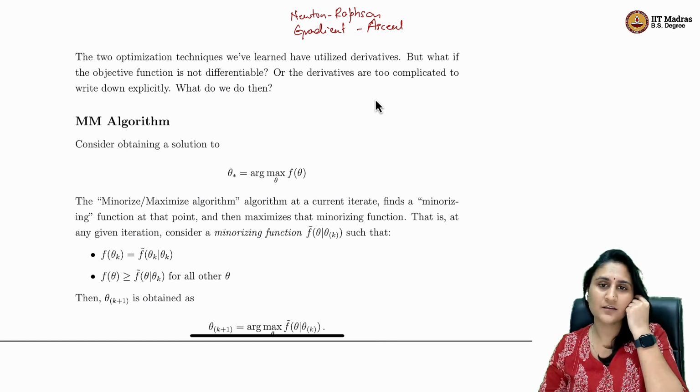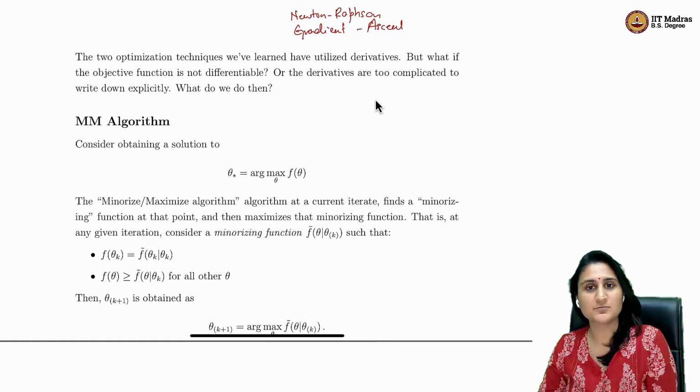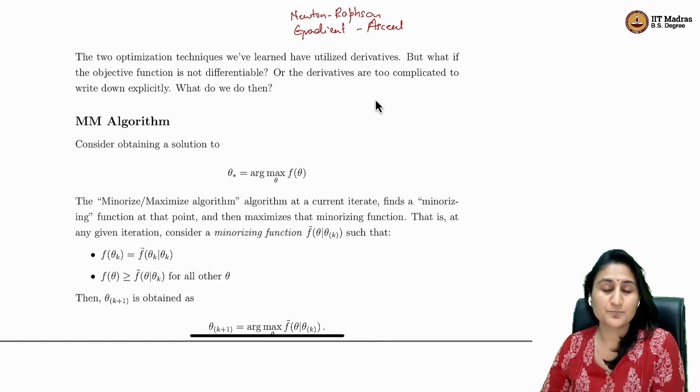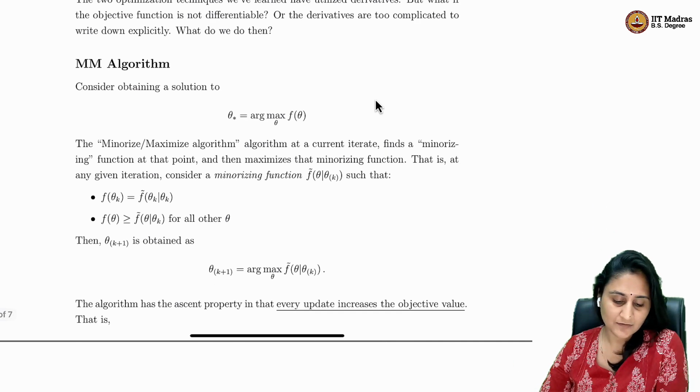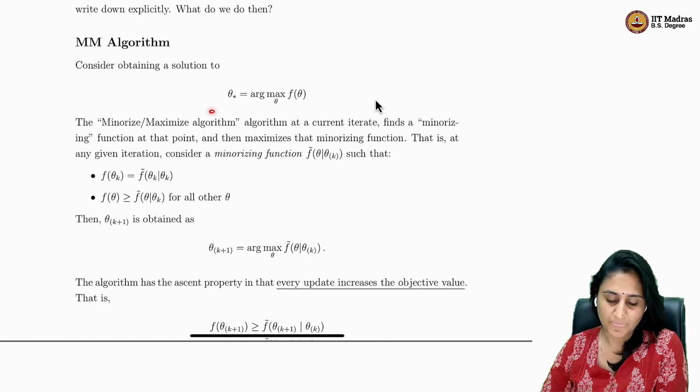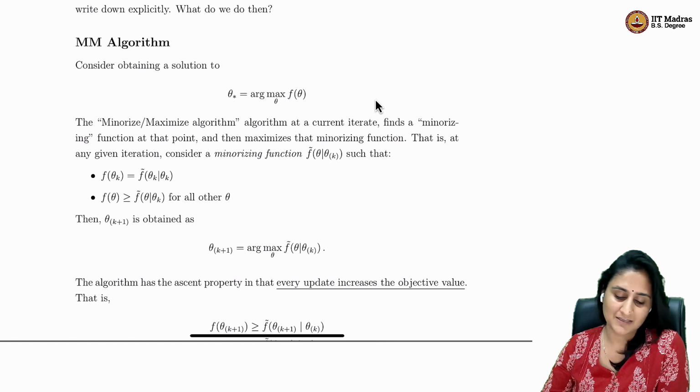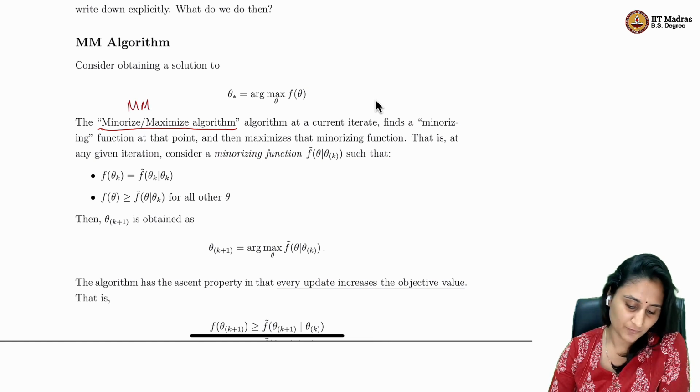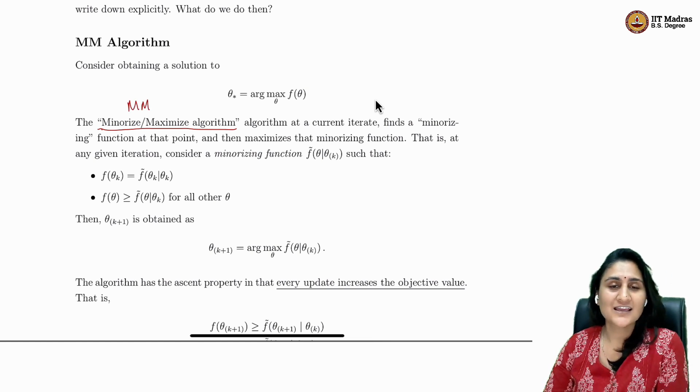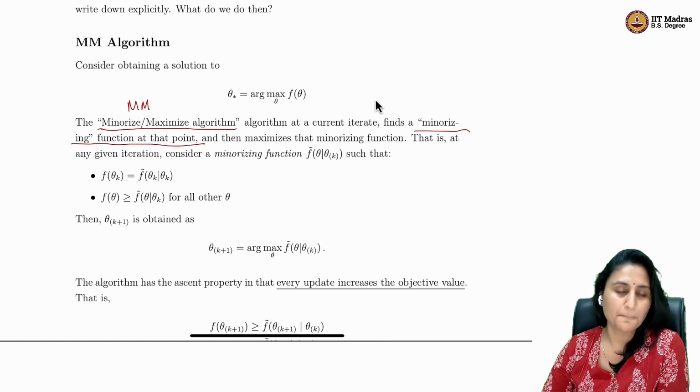And so one method when we don't have a differentiable objective function is to potentially construct an MM algorithm. So what is an MM algorithm? Again, consider obtaining a solution to the following problem, where we want theta star, the argument that maximizes some function f of theta. The minorize-maximize algorithm works as follows: at a current iterate, it finds what is called a minorizing function at that point, and then it maximizes that minorizing function.